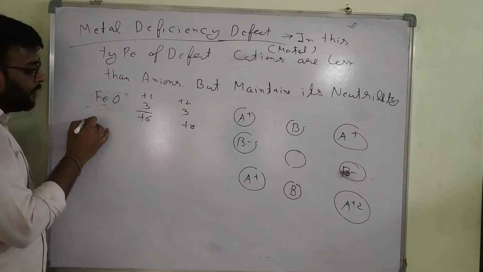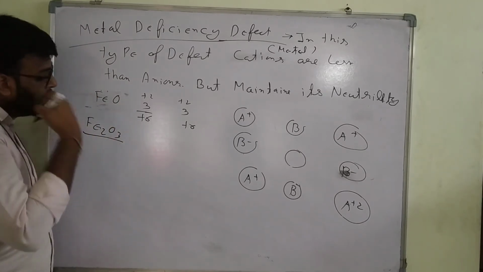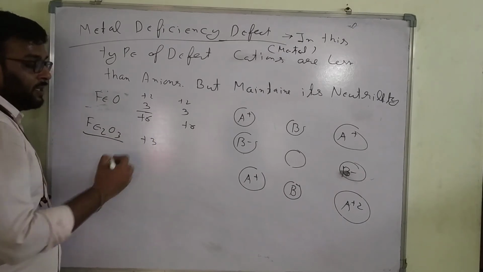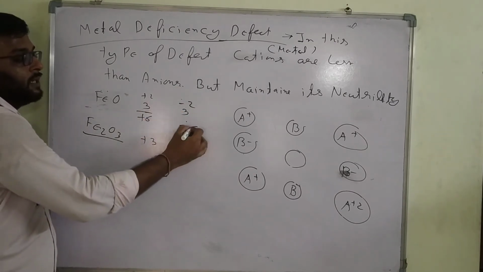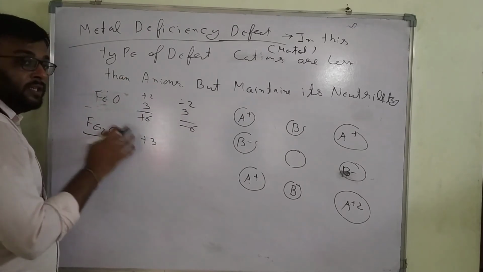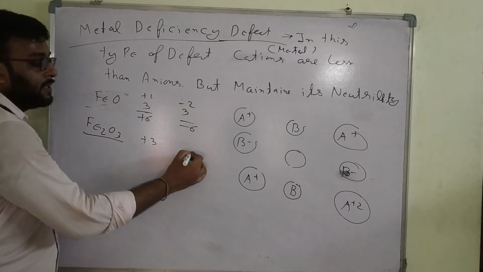I am taking the example of Fe2O3. What happened in this? Look at over here. Fe has a plus 3 charge, oxygen has a minus 2 charge, so minus 6. Okay. In the other case, Fe is a plus 2 charge and oxygen is the same, a minus 2 charge.